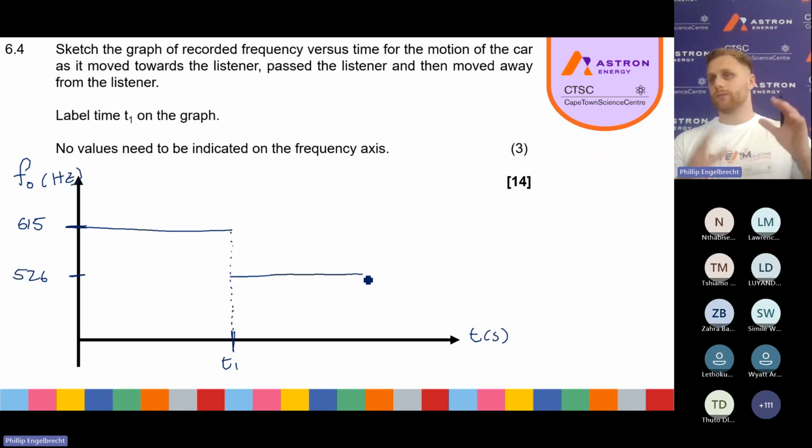Now that is your go-to graph. If a car approaches you, that's your original frequency. Then as the car passed us at time t1, the frequency decreased, and we have something that looks like this. Do we understand that? I hope we understand that, guys. If you understand, you can give a thumbs up. Perfect, guys. Thank you. So this wasn't too bad. I think it was just that simultaneous equation that might have caught out a few people.